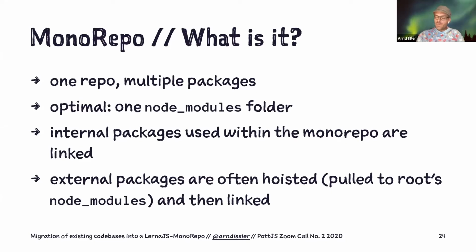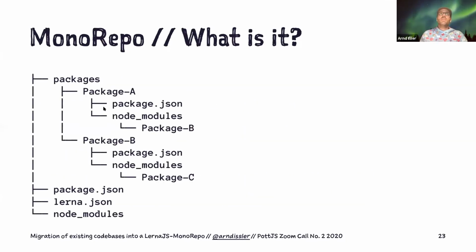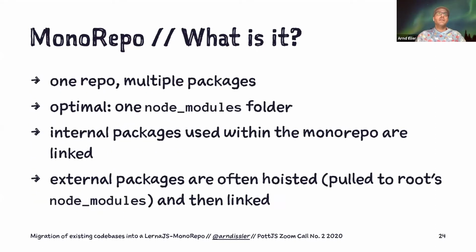So if I go back here, if package A uses package B, then package B is a link to package B here. So you don't need to pre-release stuff and put it maybe to an internal registry, or run yarn link. So mostly, for example, Lerna or other tools are doing this for you. External packages are often hoisted. Hoisted means it's pulled from the node_modules folders in the sub-packages and pulled to the node_modules folder, which is located at root level, and then linked to all the consumers.